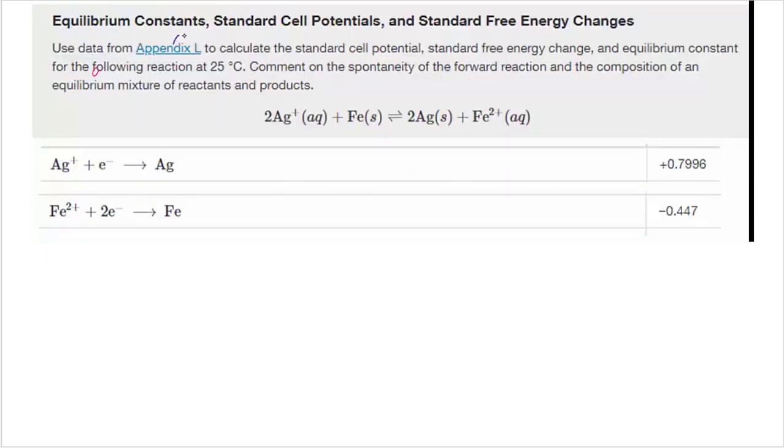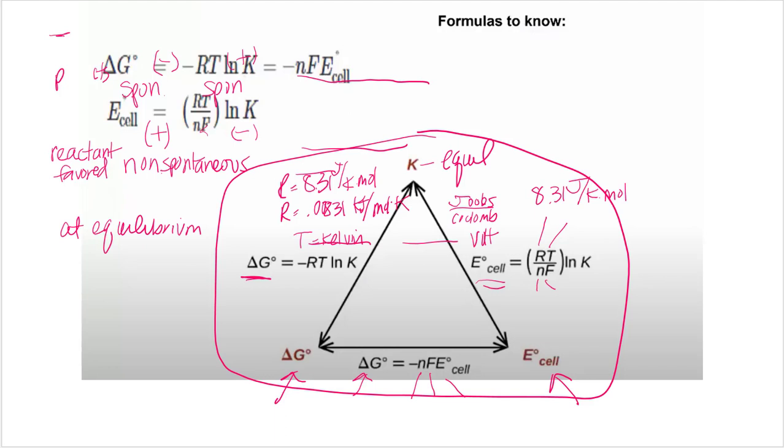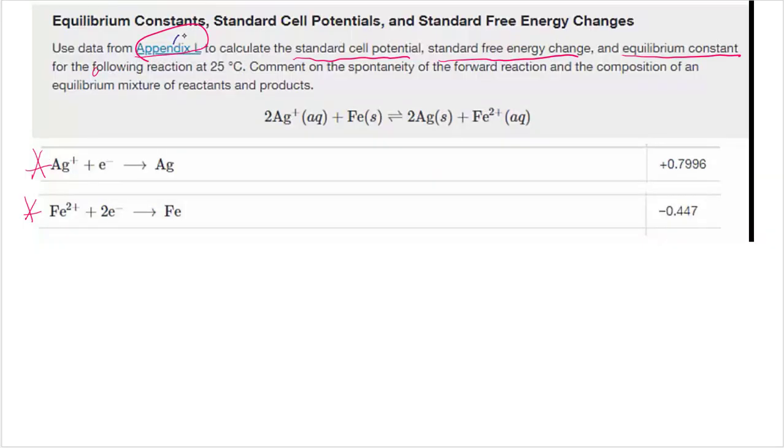Let's look at some example problems. Using the data from Appendix L, all that's saying is using your standard reduction potentials chart. Now, these two down here, I just cut and pasted them there. On a quiz or a test, you're going to need to use your standard reduction chart to get these values. So we want to find the standard cell potential, the standard free energy change, and the equilibrium constant. So we're going to go back and use that triangle going from K to G to Ecell. We're going to be using these equations.